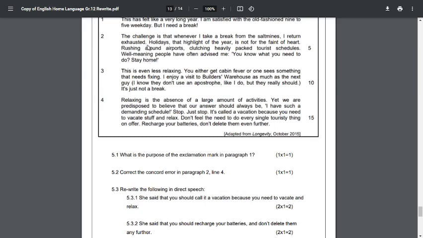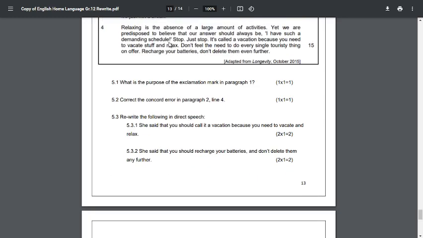Holidays, that highlight of the year, is not for the faint of heart. Okay, what is a Concord error? Concord error means that we have not used the correct form of the verb with a plural. Holidays is not for the faint of heart. Holidays, that highlight of the year, are not for the faint of heart. Are not, because it is a plural. Holidays. That is a Concord error.